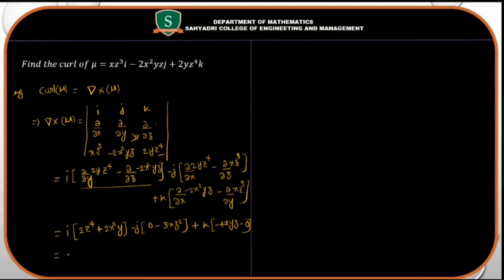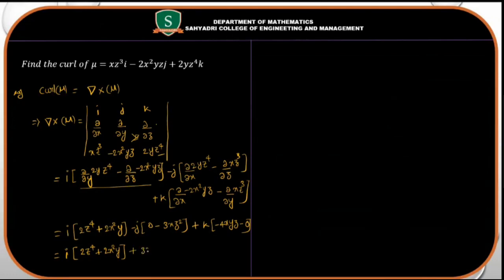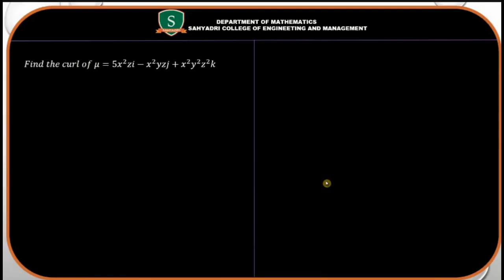Correct. Now you just simplify it. Nothing can be simplified here, so as it is: i into 2z power 4 plus 2x square y. Next minus of minus will get plus 3x z square j, minus 4x yz k. So del cross mu, where mu is a vector quantity, you keep an arrow mark here. So I need to find the curl of mu. Let us see how to solve it.